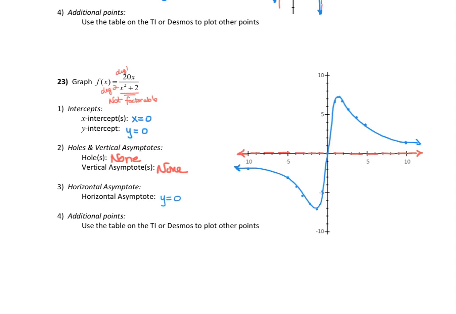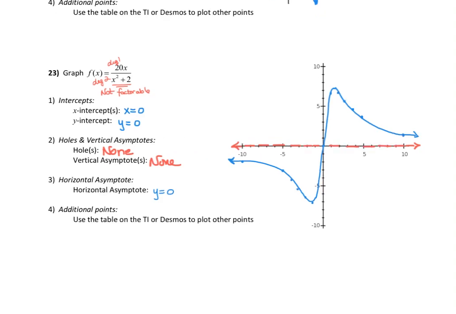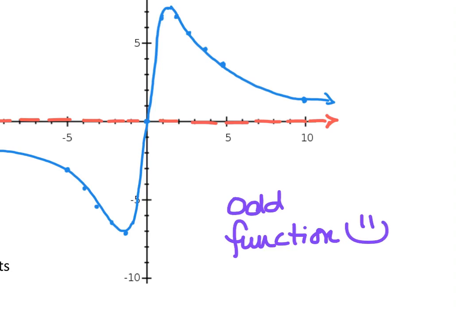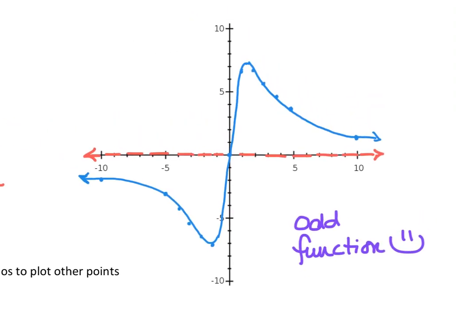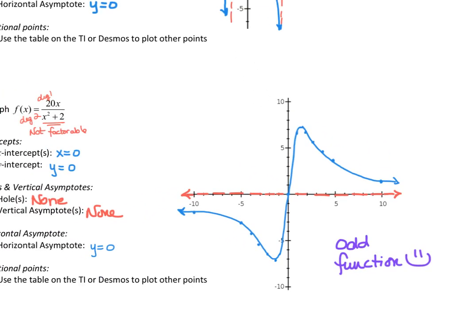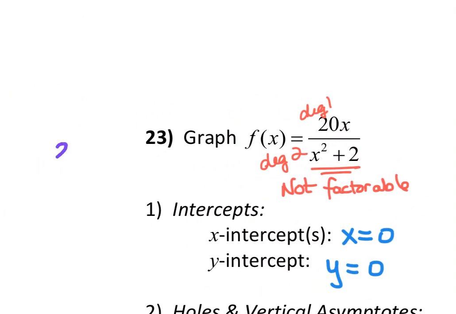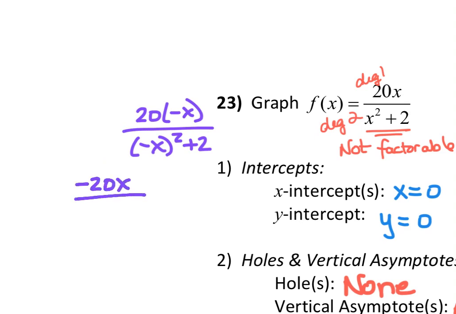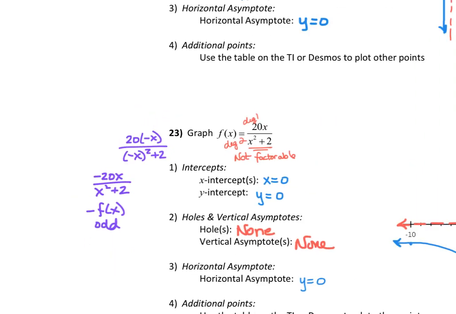And just because you wanted to know, I'm going to give you this little extra piece of advice that has nothing to do with anything other than you recognize this as an odd function, because it has point symmetry about the origin of 180 degrees. And if you were to plug in negative x, 20 times negative x, all over negative x squared plus 2 gives you negative 20x over positive x squared plus 2, which is exactly the opposite. That's negative f of x. And that is odd, proven algebraically and graphically.